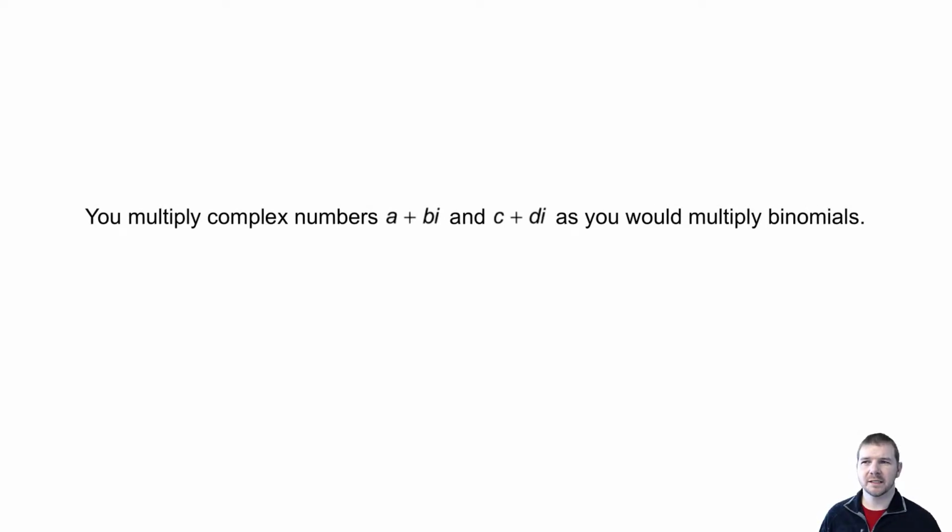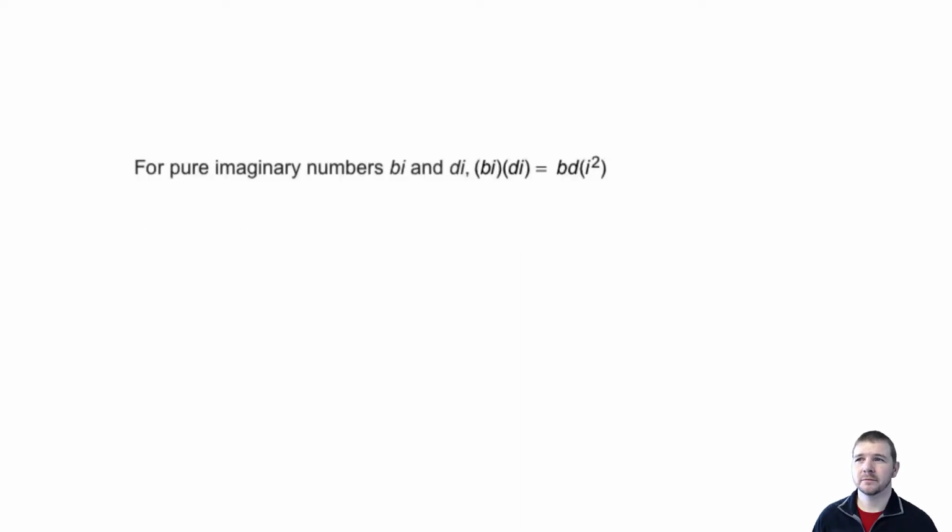You multiply complex numbers a plus bi and c plus di as you would multiply binomials. For pure imaginary numbers, bi and di, bi times di equals b times d times i squared. Now recall i squared is negative 1, so this becomes bd times negative 1, or negative bd.